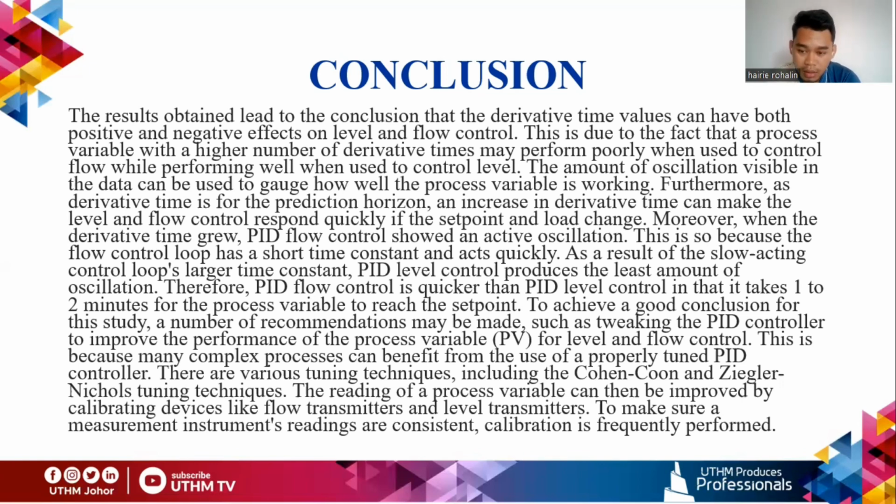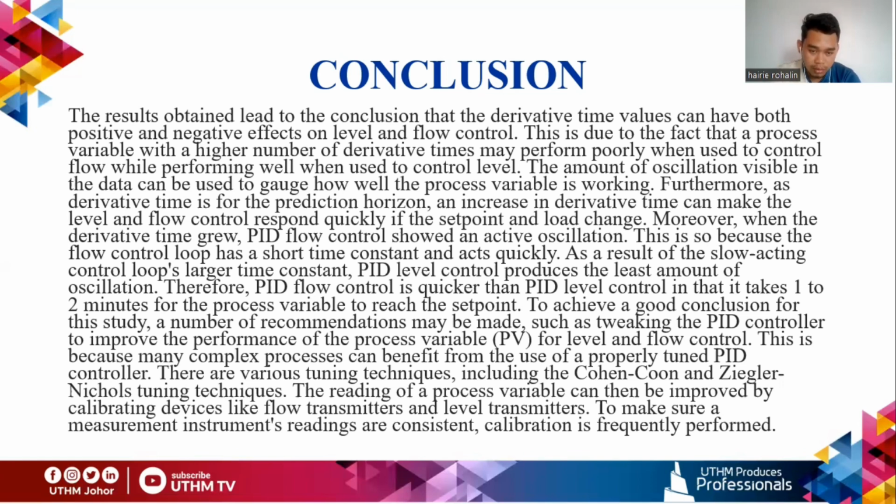Furthermore, as the derivative time is for the prediction horizon, an increase in derivative time can make the level and flow control respond quickly if the set point and load change. Moreover, when the derivative time grew, PID flow control showed active oscillation. This is because the flow control loop has a short time constant and acts quickly. As a result of the slower-acting control loops with larger time constants, PID level control produces the least amount of oscillation.